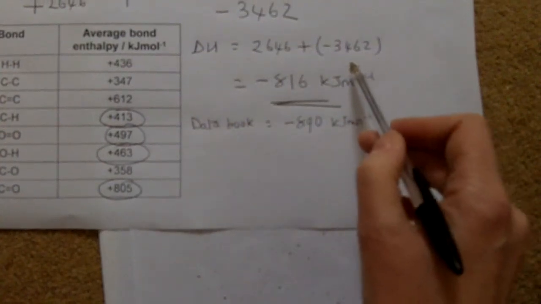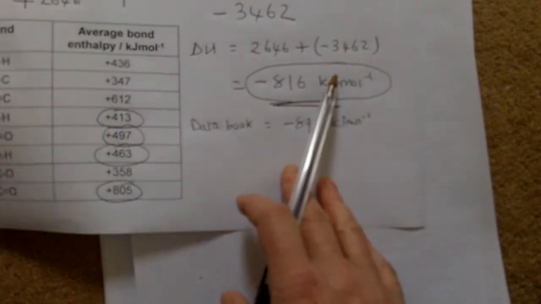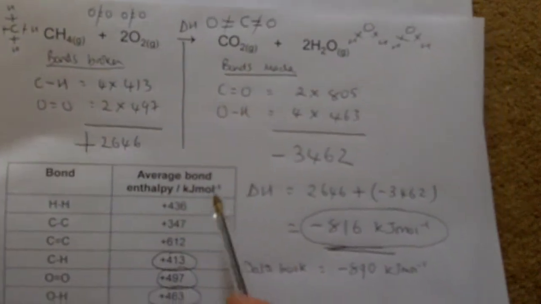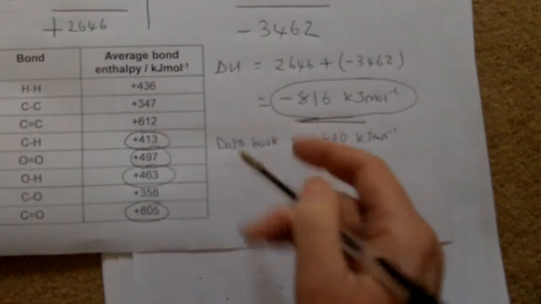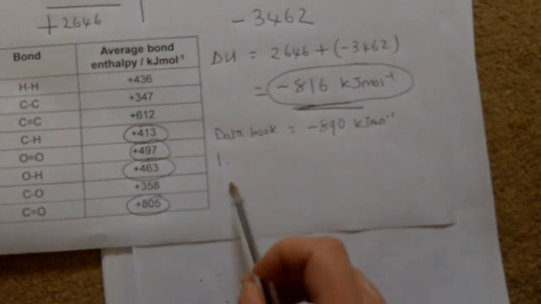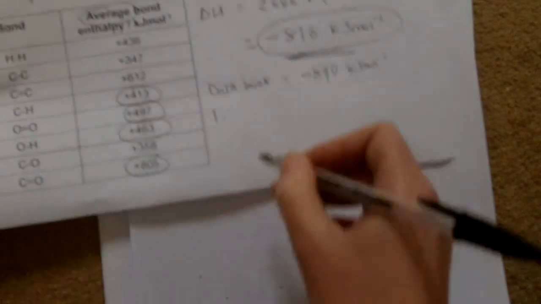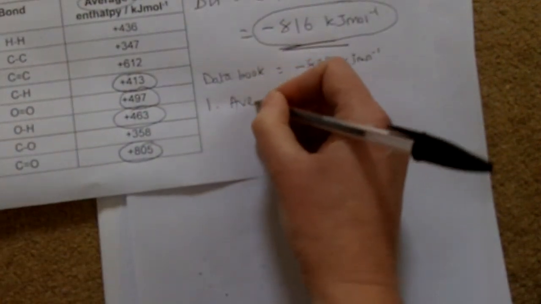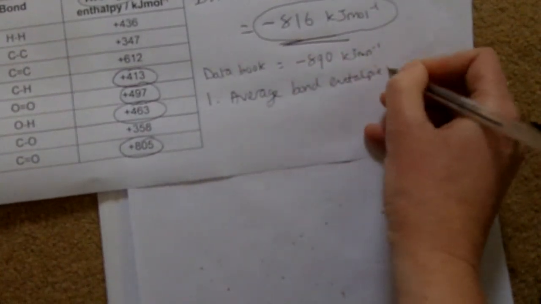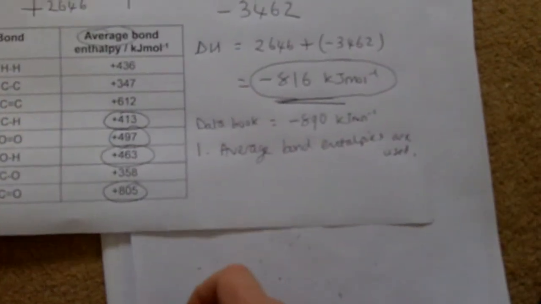So why is the calculated value not accurate? We did everything right, we did the calculation right, but why is it not accurate? There are two reasons. Can you guess what the reasons are? First reason, we're using average bond enthalpies. We're not taking the exact bond enthalpy for every bond. Average bond enthalpies are used, and that is why it's not accurate.